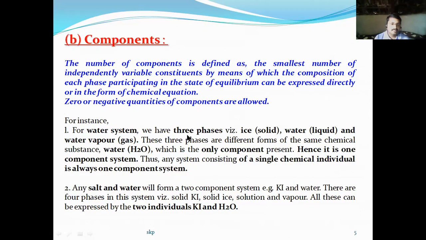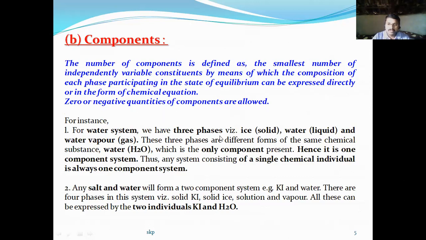Then the next thing is components. The number of components is defined as the smallest number of independently variable constituents by means of which the composition of each phase participating in the state of equilibrium can be expressed directly or in the form of a chemical equation. Component is a different thing, and phases are a different thing. Phases are physically distinct parts, but component is different.